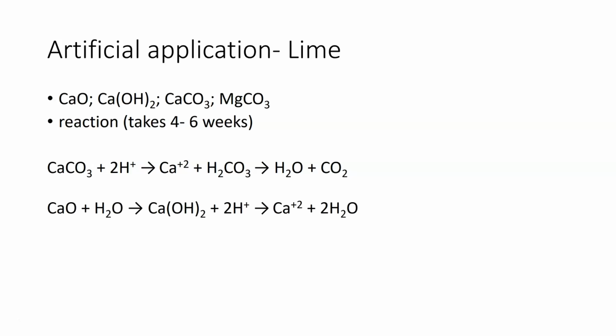Calcium oxide plus water gives you calcium hydroxide, which combines with the 2 hydrogens to give you the divalent calcium ion, as well as 2 waters. In either case, what you're getting here is the release of the calcium. As you get the release of the calcium, this is going to allow for changing the pH because it's going to remove hydrogen ions.